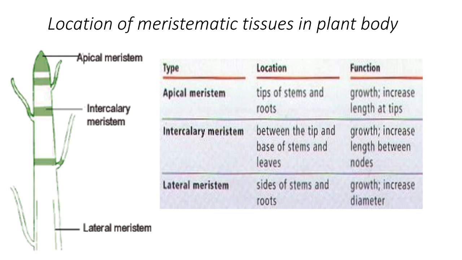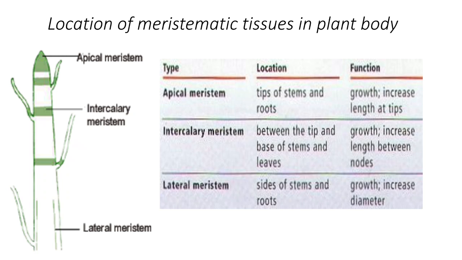The second category of the meristematic tissue is intercalary meristem and it is present between the tip and the base of the stems and leaves. It means it is present between the two nodes. It is responsible for elongation and that is also a kind of growth, and this increases length between the nodes.